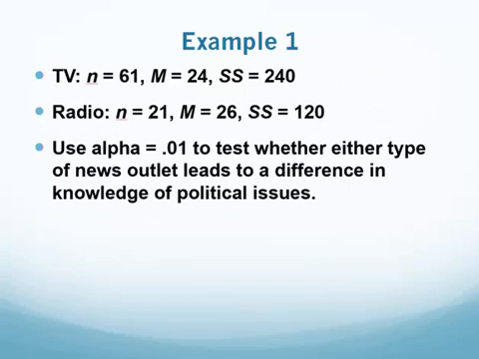So here's the data. The TV group had a sample size of 61. They had a mean of 24 and a sum of squares of 240. The radio group had a sample size of 21, a mean of 26, and a sum of squares of 120. So I want you, using an alpha of 0.01, to test whether either type of news outlet leads to a difference in the knowledge of political issues. So go ahead and run through the 6 steps of hypothesis testing. Pause the video, and when you come back, I will walk you through how to get the correct answer.